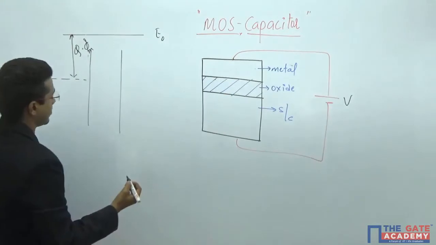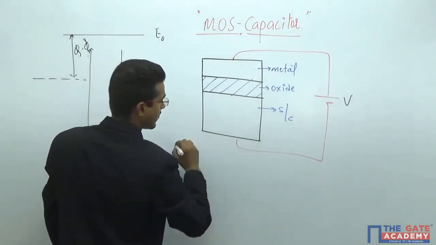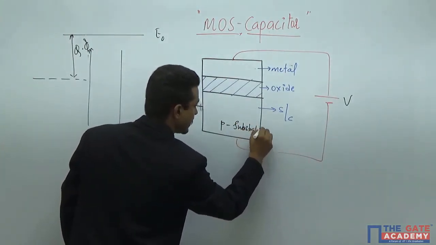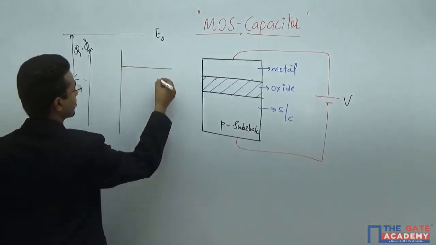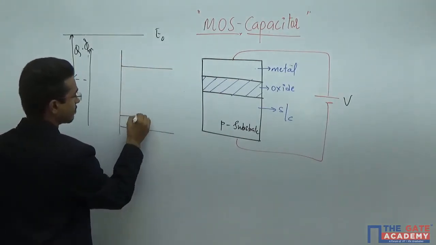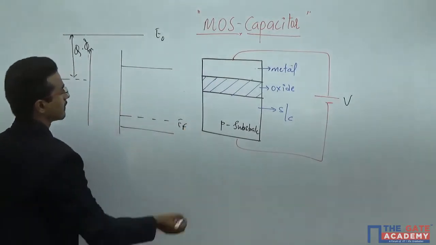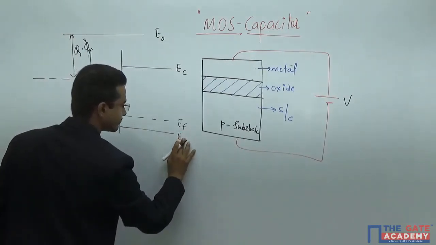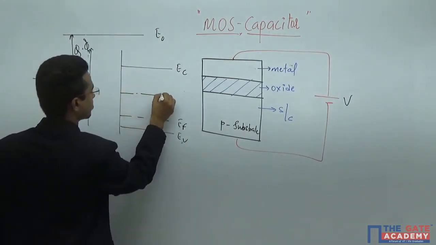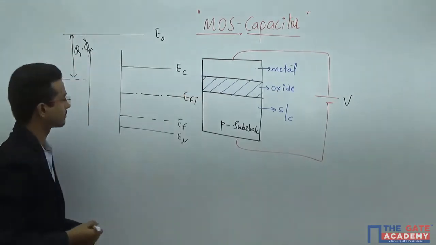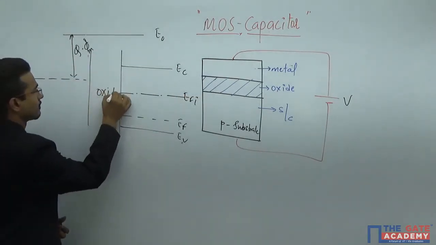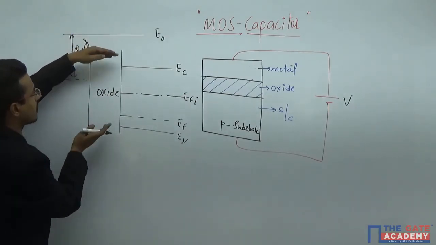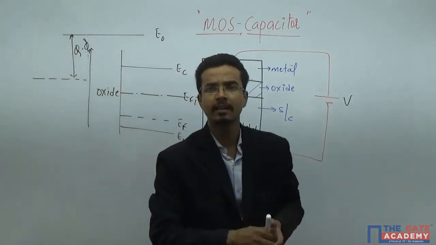Okay, and here firstly I am taking a P type substrate. If it is a P type substrate, here you will get EC, EV, and this will be EF, or EC, EV, and this is EFi, and this is the oxide. Why am I not discussing the energy band gap of the oxide? Because it is so wide.